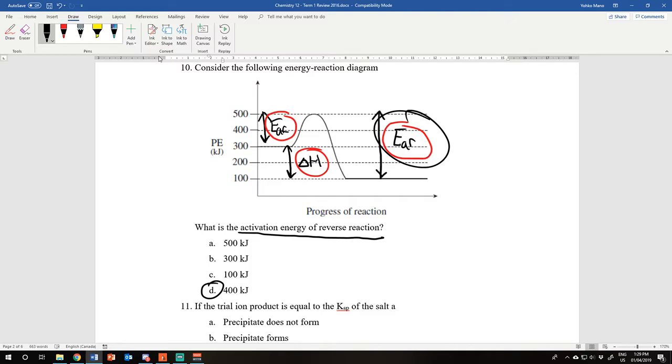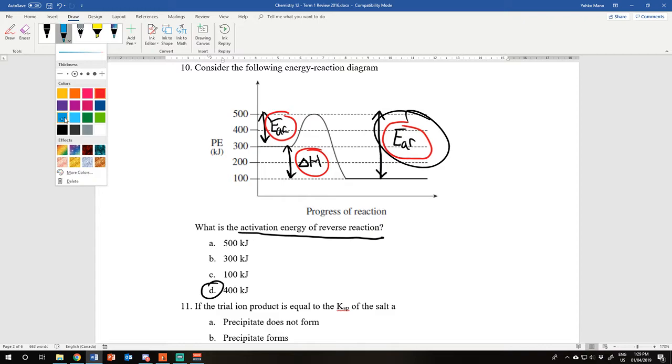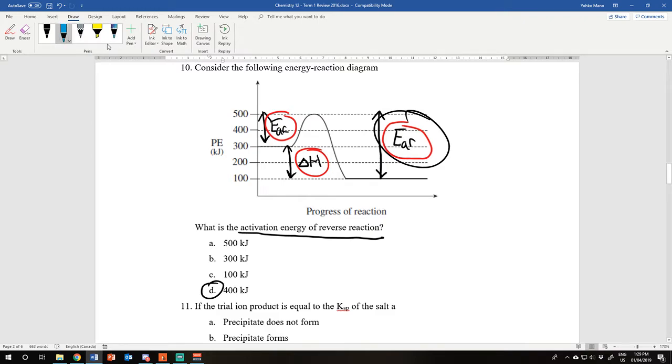Now you could totally throw something else into the mix here. What if there's a catalyst and you had something like this? Hopefully there's enough room on your paper, but then you'll have to figure out, now that I have a catalyst, what changes? That changes and that changes. So now you've got a different forward activation energy and a different reverse activation energy. What doesn't change? This doesn't change. That still stays the same. So watch out for that.